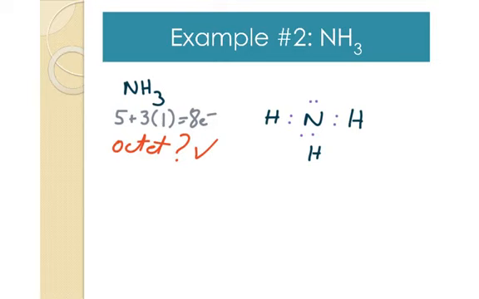Again, because I have an erasing tool, I'm going to erase my bonding pairs and replace them by lines. And there is my second example.